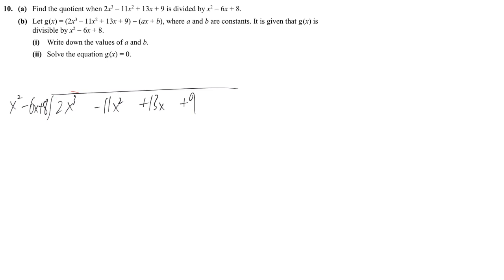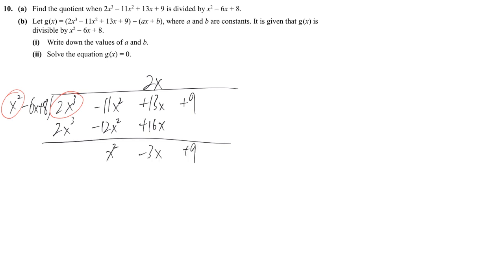So the logic is still the same. The first term divided by the first term, so we got 2x here, and then multiply. Every term we have to multiply by 2x, so we got 2x power 3, negative 12x squared, and 2 times 8, 16x. And then after that, we subtract them to get the remainder of this part. So we got positive x squared, negative 3x plus 9. And then we repeat one cycle.